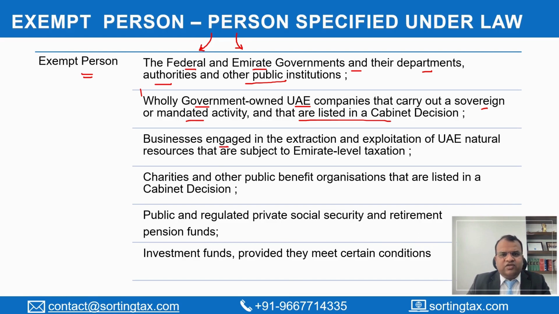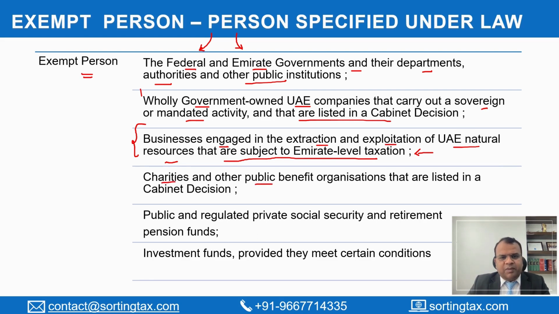Business engaged in the extraction and exploitation of UAE natural resources that are subject to emirate level taxation. So the extraction of natural resources at this particular point in UAE is subject to certain emirates level taxation. To avoid double taxation of this income, it has been provided that the businesses which are engaged in extraction and exploitation of UAE natural resources will be exempt from the application of corporate tax.